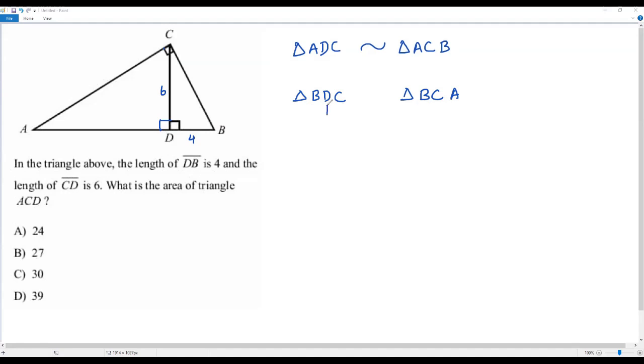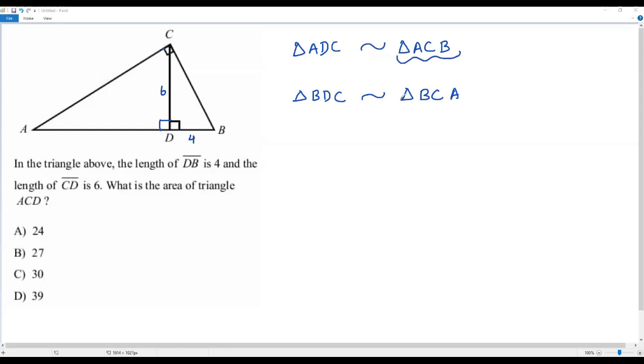And we have a right angle at the vertex D in this right triangle BCD, and a right angle at the vertex C in the original triangle. So clearly the two angles of the triangle BCD are equal to the two angles of the original triangle BCA. So by the angle similarity postulate, the triangle BDC is similar to the original triangle BCA.